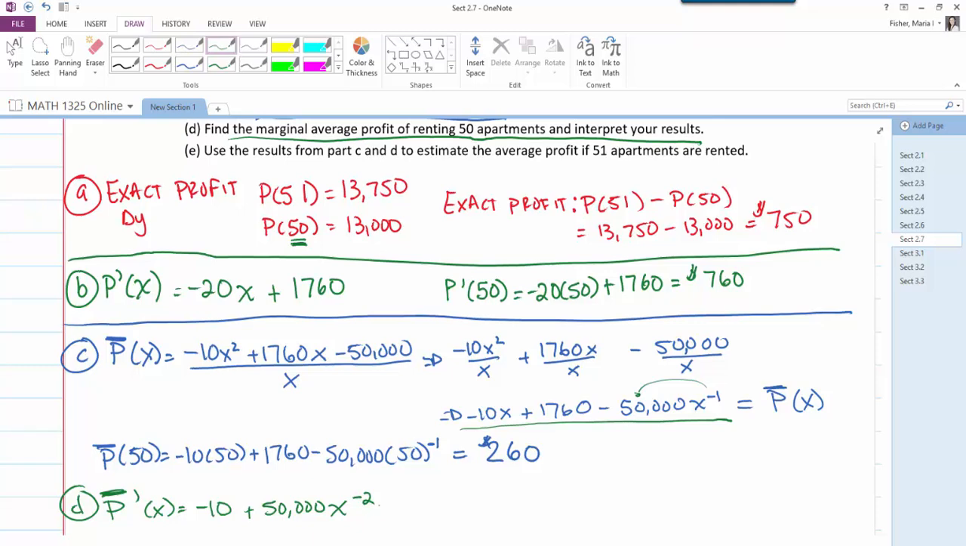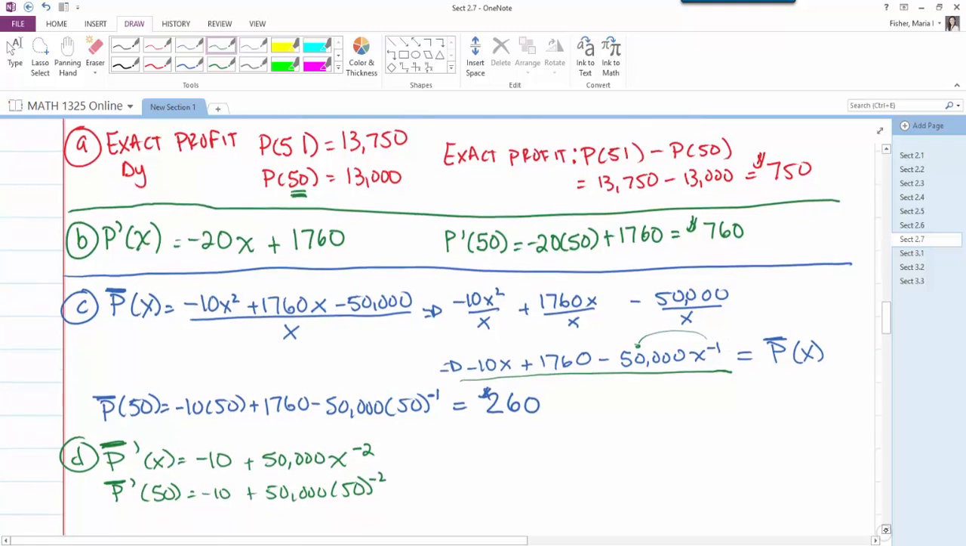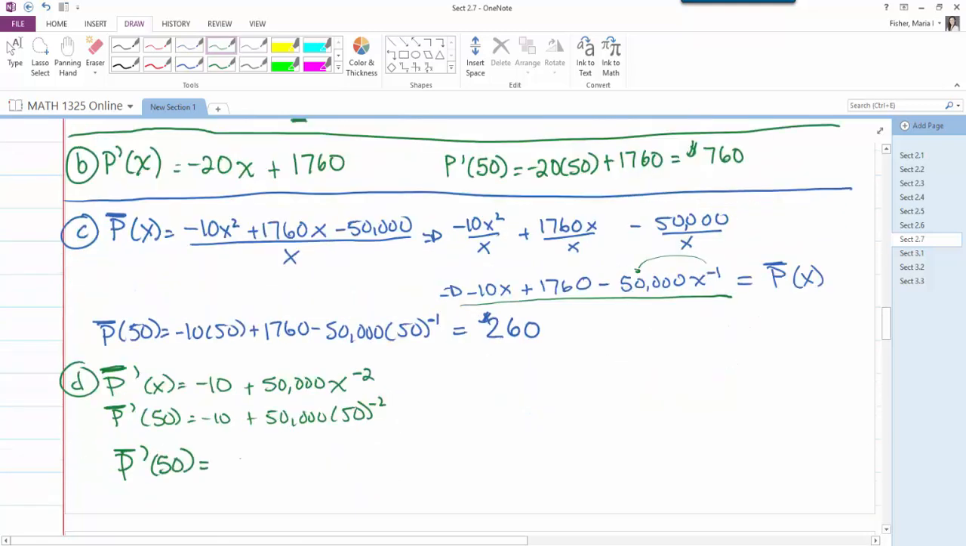So find the marginal average profit of renting the 50 apartments. Well, what does that mean? That means that we need to plug in 50 in place of my x to find the marginal average profit of renting the 50 apartments. So P average prime of 50 would be whatever negative 10 plus 50,000 times 50 to the negative second is. And this is going to equal $10.